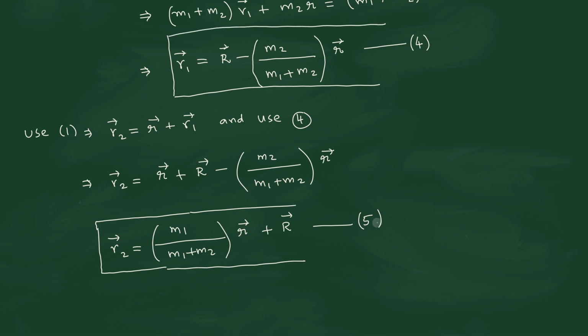So equations number 4 and 5 will help you to eliminate r1 and r2, and in their place we will be bringing capital R and small r. Okay, fine. Equations 4 and 5 are going to be useful. So you will now have to substitute equations number 4 and 5.